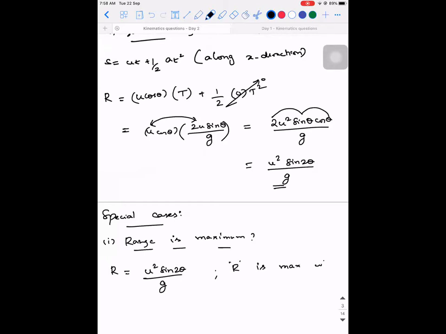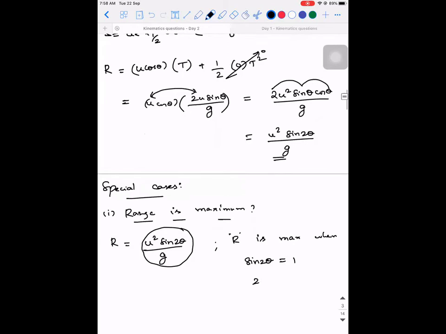R is max when? Under what scenario is R max? Who's the deciding factor in the equation mathematically? Sine theta. So when sine 2 theta is maximum, what is the maximum value of sine that we know? It is 1. Right? So 2 theta should be equal to 90, which implies theta should be equal to 45 degrees.